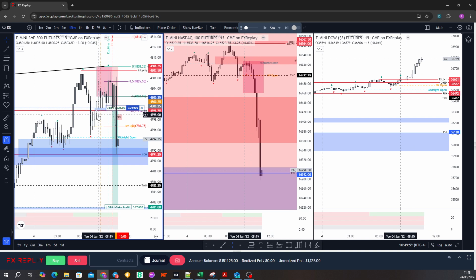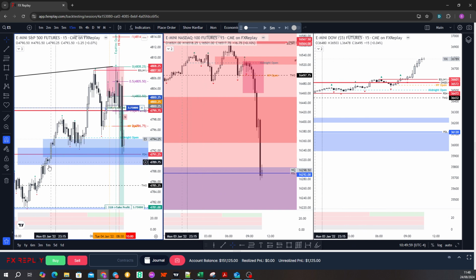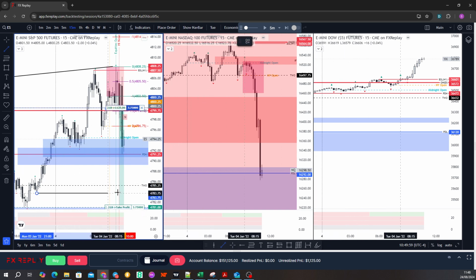So that one, yeah, so we logically move that stop to break even there. Still that candle. Still that candle. So the next logical low is going to be this one.